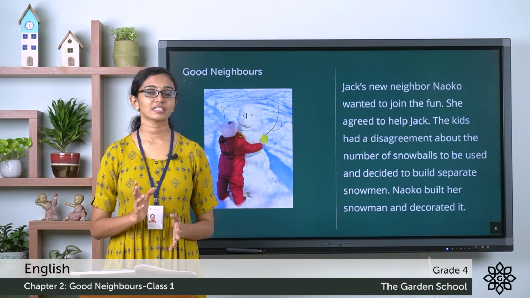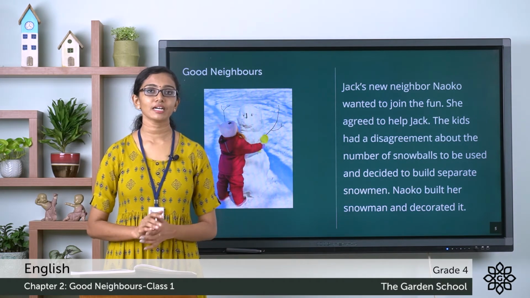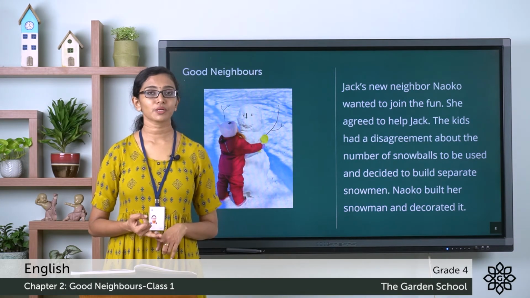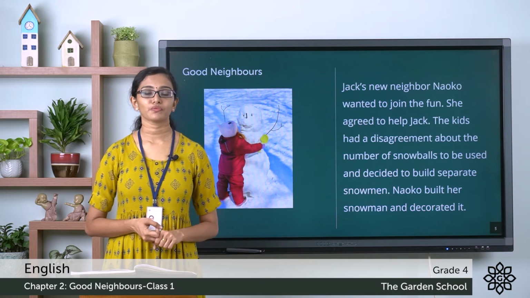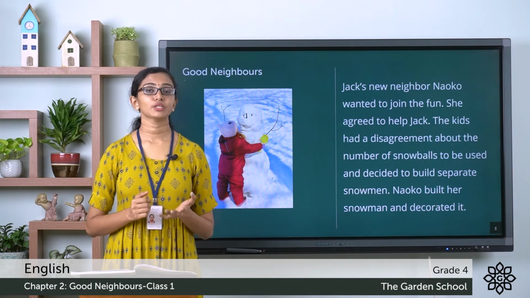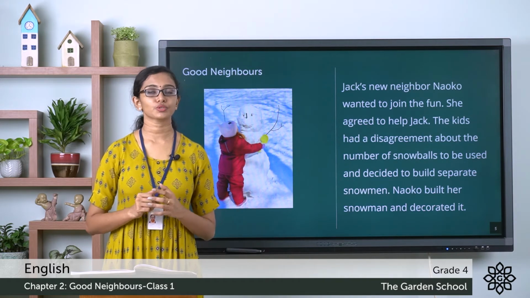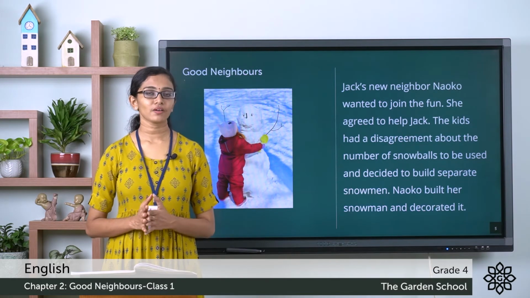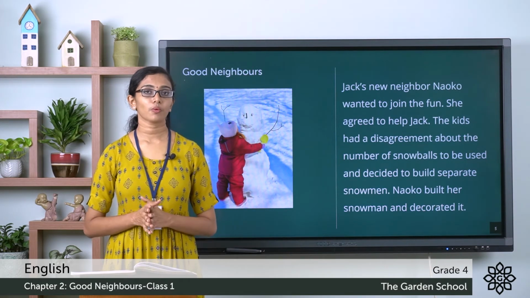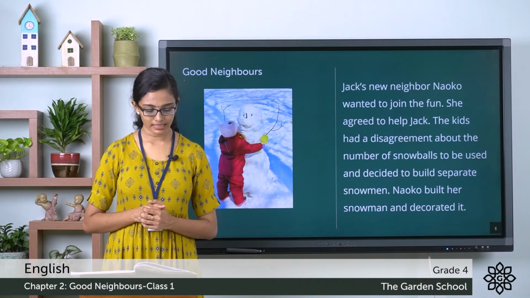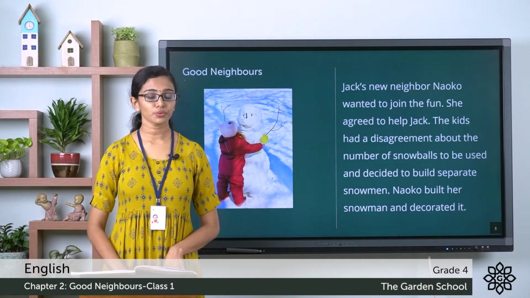So children, there is an interesting fact. People in North America build snowmen using 3 snowballs: 1 for the head, 1 for the middle part of the body and 1 for the lower part of the body. So they used 3 snowballs to build a snowman. But in the UK or the United Kingdom, people build snowmen with 2 snowballs, one for the head and one for the body. So when Jack told Naoko that he needs one more snowball to make the snowman's head, Naoko seemed to be confused. Let's see. "But snowmen have only 2 snowballs."